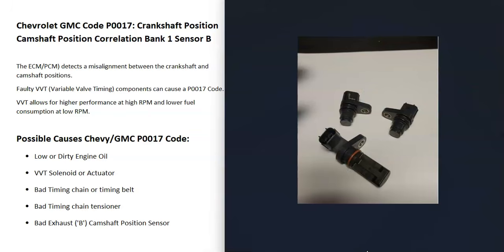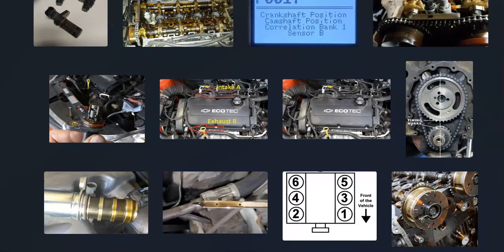The last thing on the list is going to be a bad camshaft position sensor, or possibly a bad crankshaft position sensor. One of those sensors gone bad and it's just reporting bad information back to the computer. Mainly it's going to be that exhaust B camshaft position sensor. Usually if one of these sensors goes bad, you're going to get another code, but it is possible there's just some kind of issue going on with it. But the last thing on the list is going to be a bad sensor. And so that's basically it.